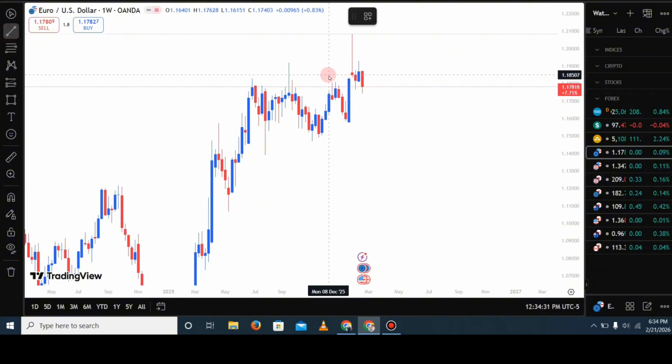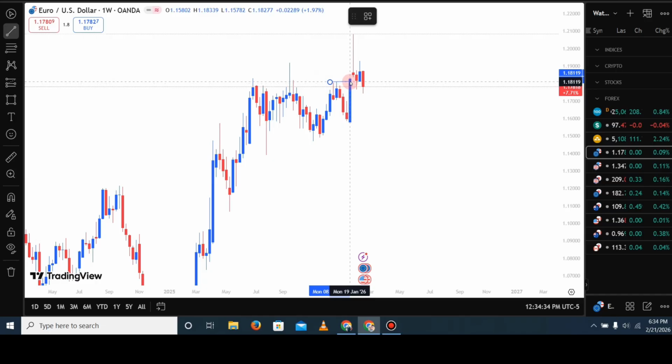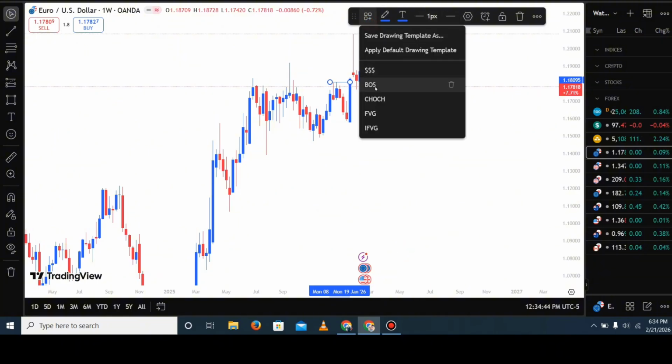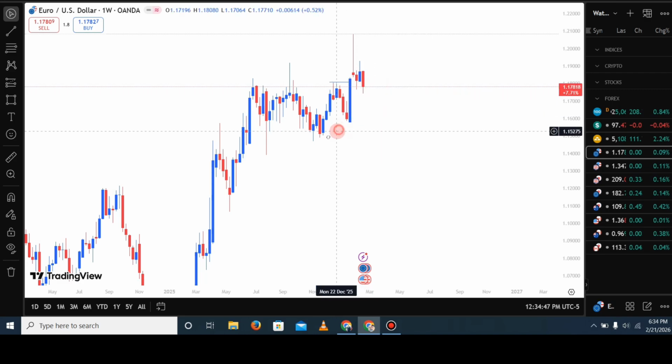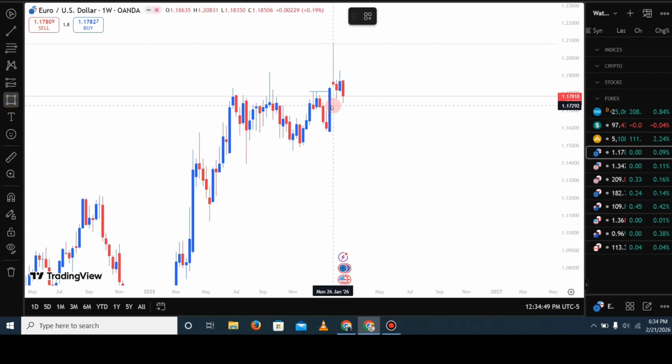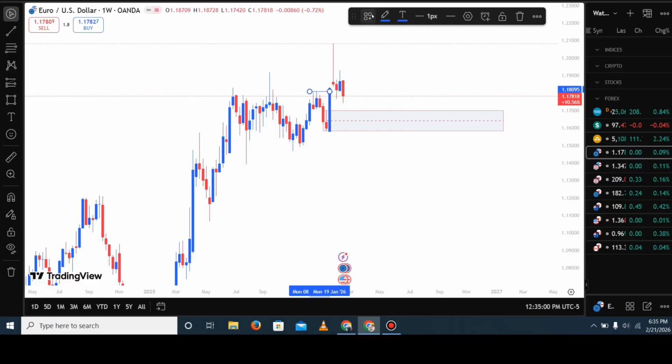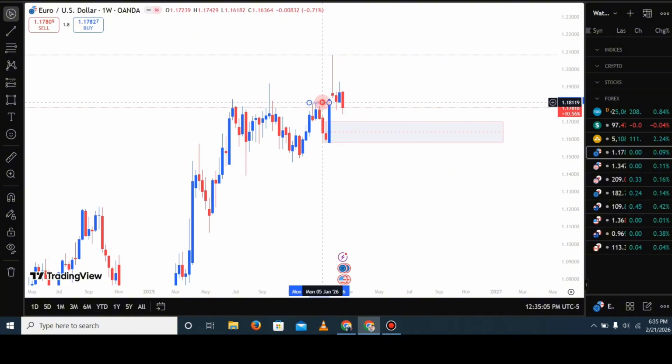Now, what am I looking at in this pair? Remember, we'll talk about PDRS, but for now, we have what we call the breakup structure, and we have it on the weekly. We have a breakup structure. So I'll mark my area of interest. This area is marked now. It's another block, and we have a breakup structure here. All right, that's on the weekly.